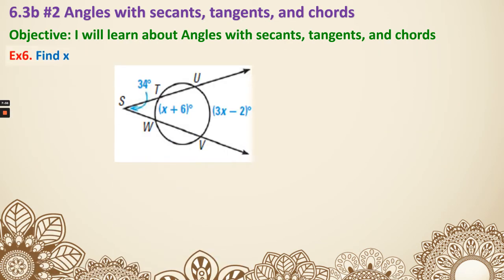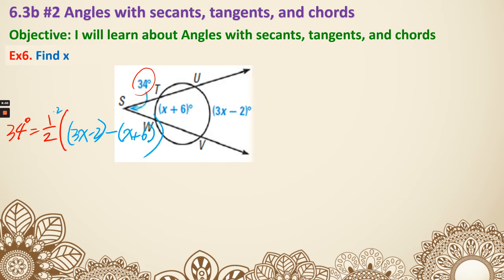Now example 6 is being labeled on your notes as example 5, so let's talk about it. Angle is outside the circle, so 34 degrees equals half of bigger arc minus smaller arc. One thing I need to emphasize is when you represent these angles, you need to include the parentheses, especially when you're subtracting them. So I'm going to keep the 3x minus 2 inside parentheses minus the x plus 6 inside parentheses.